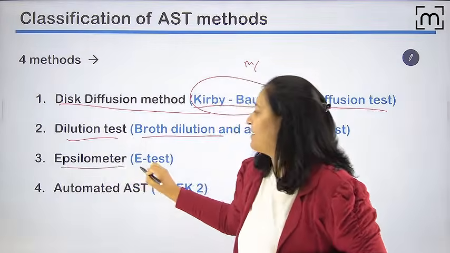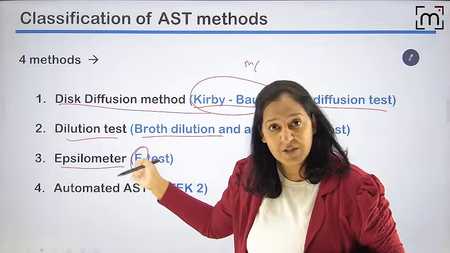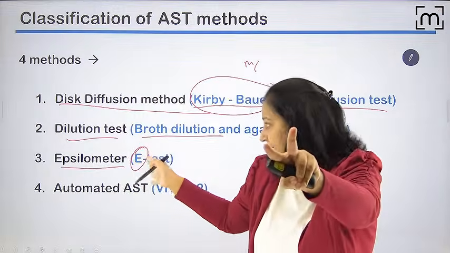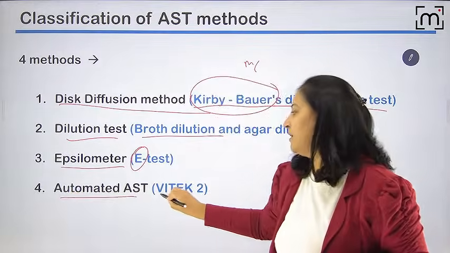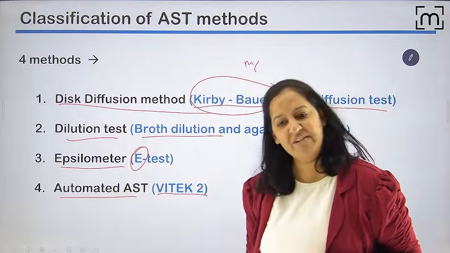The third is the epsilometer, known as E-test. It is a frequently asked question in INICET, two times. And the last one is automated, known as the Vitek method. I will explain all four.